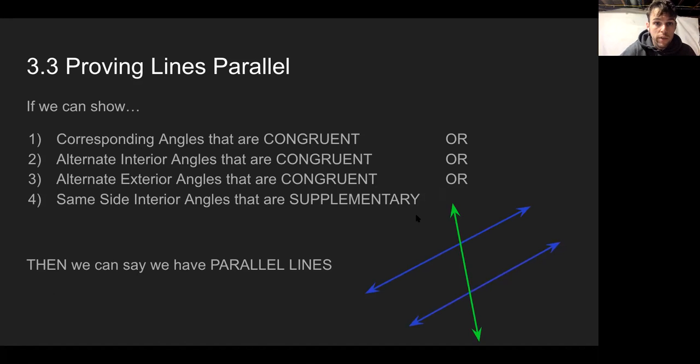If we can show that, say, a set of corresponding angles like these, if we can show those are congruent, then these blue lines are parallel. If we can show that we have these alternate exterior angles that are congruent, then the lines are parallel. The more complicated one is this last one. If we can show that these angles are supplementary, then the lines are parallel. So if we can show any one of these four relationships, that means the lines are parallel.